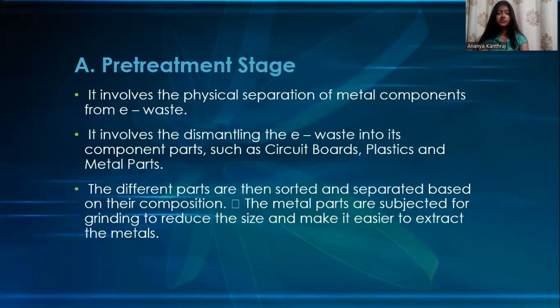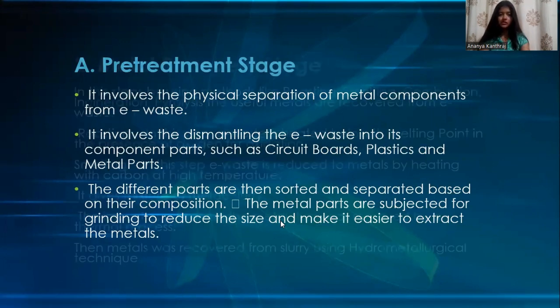So first, let us look at the pre-treatment stage. It involves the physical separation of metal components from the e-waste. It involves dismantling the e-waste into its component parts such as circuit boards, plastics, and metal parts. The different parts are then sorted and separated based on their composition. And the metal parts are subjected to grinding to reduce the size and make it easier to extract the metals.